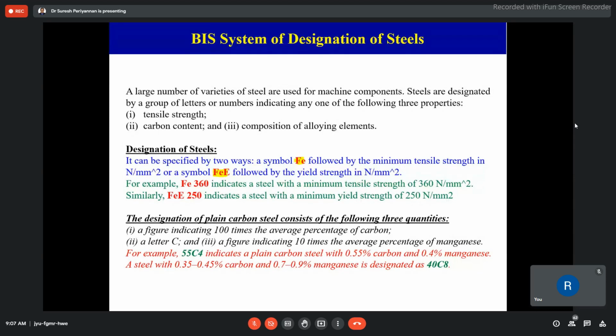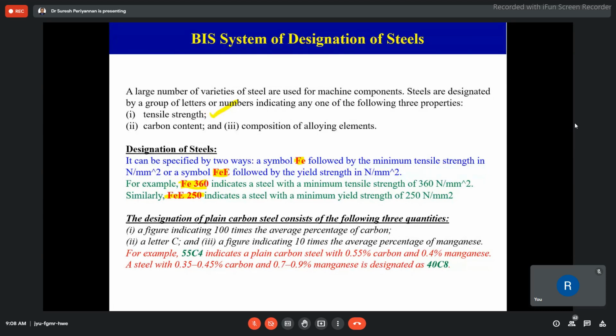Okay. Now, for example, Fe360. Fe360 mentions that the tensile strength of this steel is 360 Newton per mm square. And when you consider Fe E250, what does it indicate? Yield strength. So yield strength 250 Newton per mm square. Okay. This is the way when we are considering tensile strength.